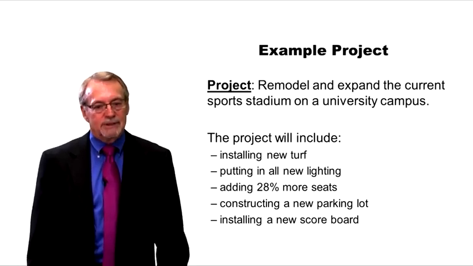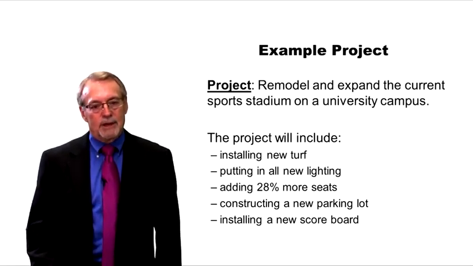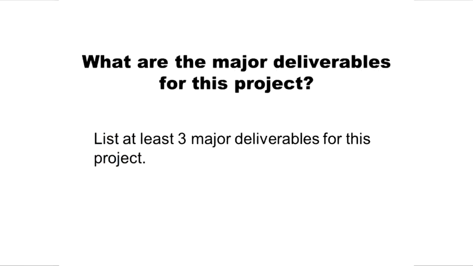So this is beginning to be a list of deliverables here. One of the key things that comes out of the scope statement will be the list of deliverables for the project. So if we look at the new turf, the new lighting, the new seating, the new parking lot, the new scoreboard, what do you think some of the major deliverables are? List at least 3 of the deliverables on a sheet of paper. 3 of the deliverables for this project.